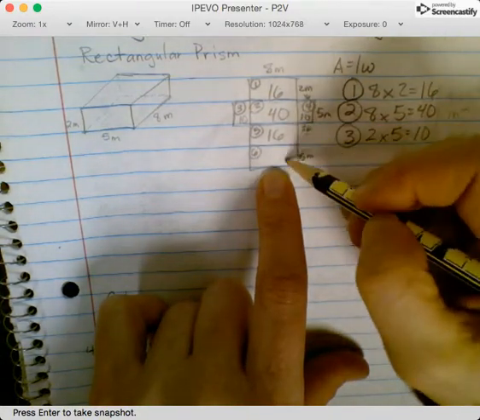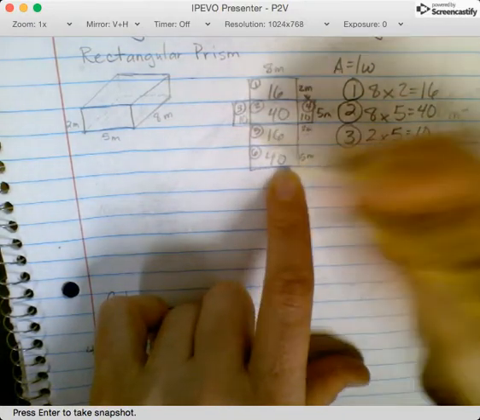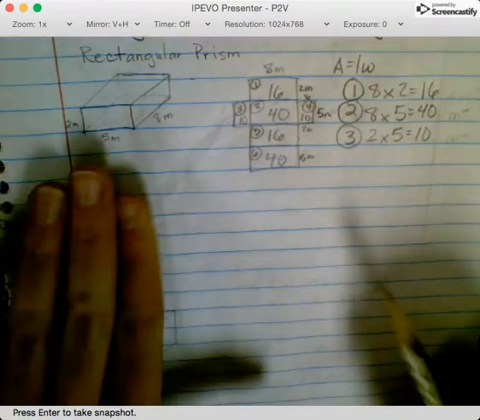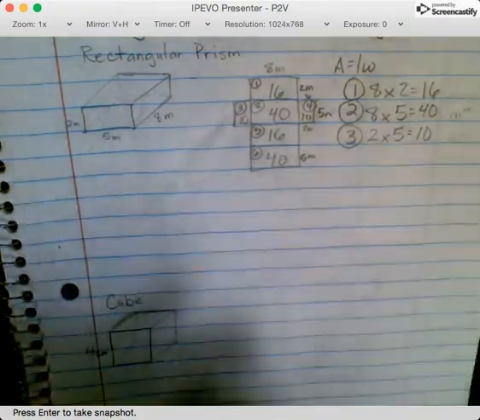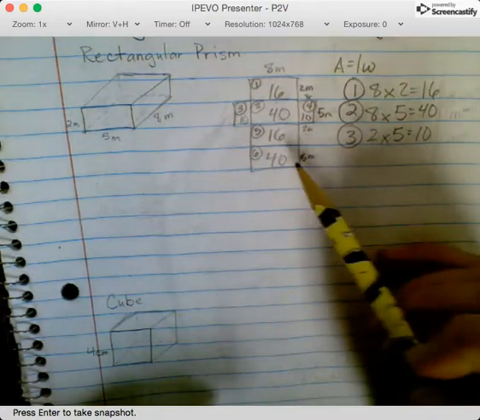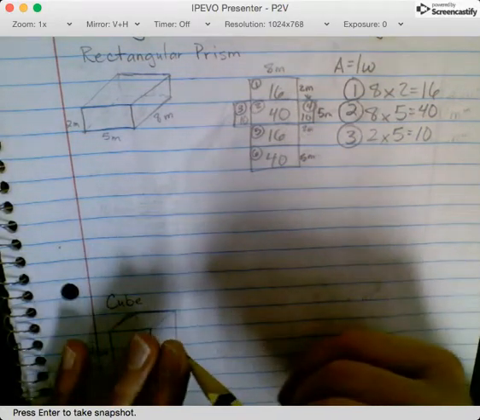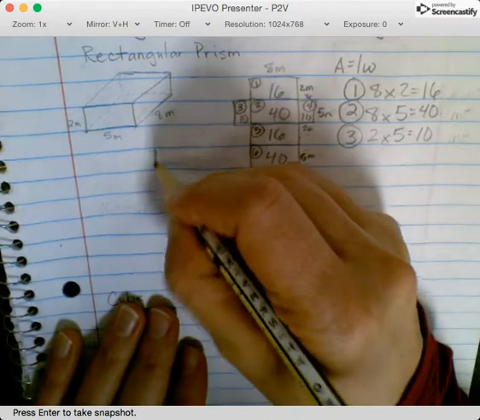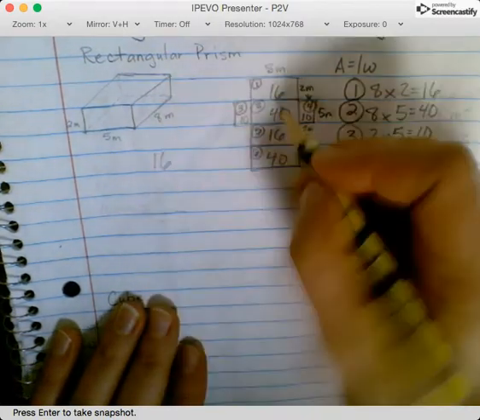And since these two are equal, they're going to be 40. So you should have 2 of each size unless you have a side that is missing, like if you had an open box.